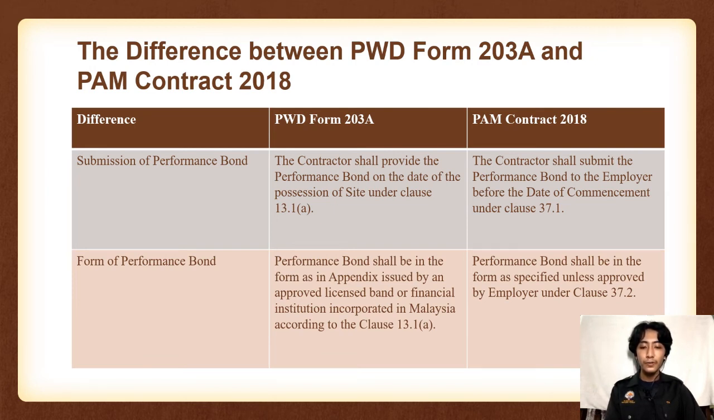Point 2. Form of performance bond. PWD Form 203A states performance bond shall be in the form as in appendix issued by an approved licensed bank or financial institution incorporated in Malaysia according to clause 13.1a. In PAM Contract 2018, performance bond shall be in the form as specified unless approved by the employer under clause 37.2.